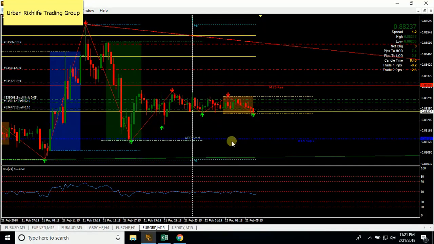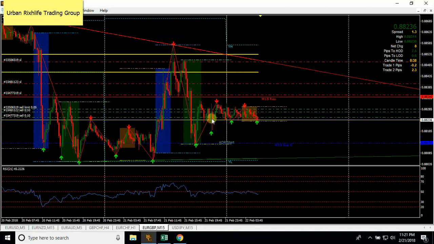15-minute chart. Here we have 15-minute resistance, 15-minute support. We have a range here, and we're in sales, so it should be coming down to the downside here. And those are the two trades I called up, the Euro Pound and the USD JPY.